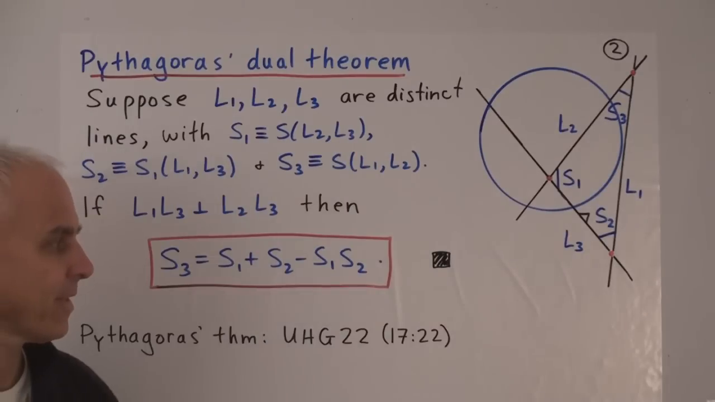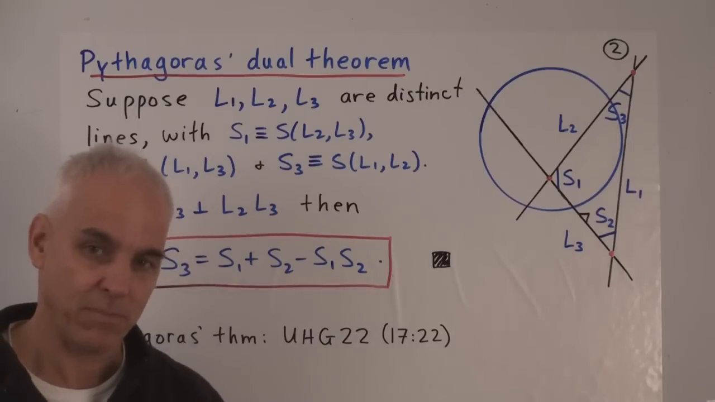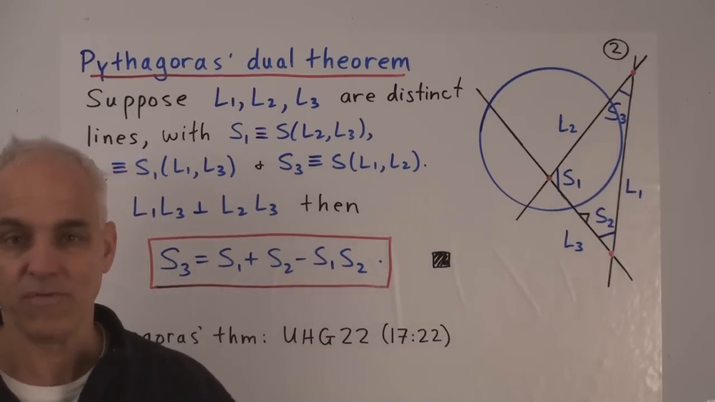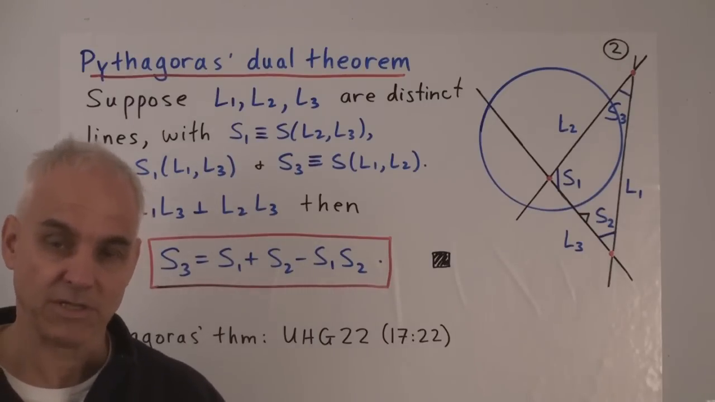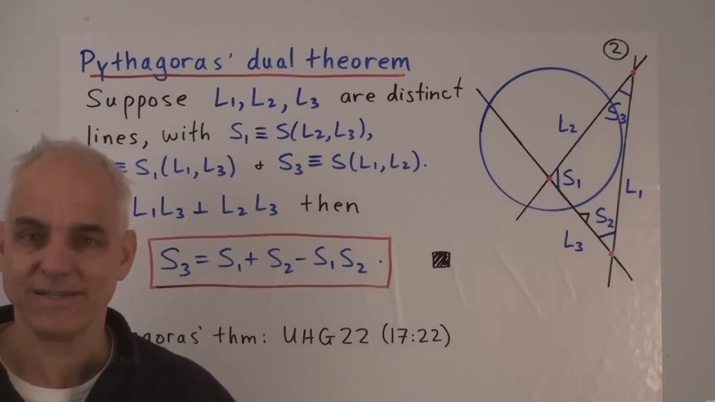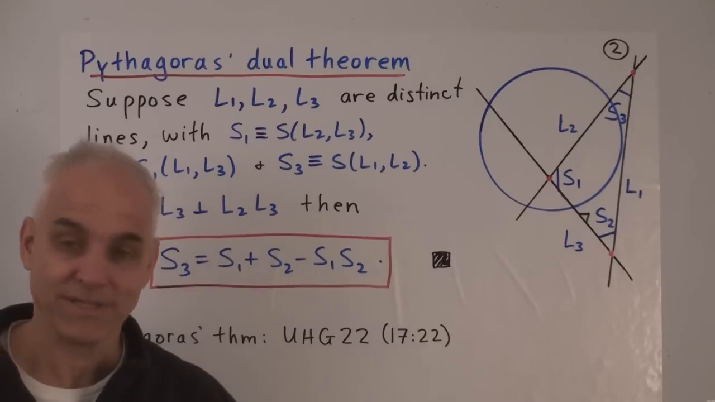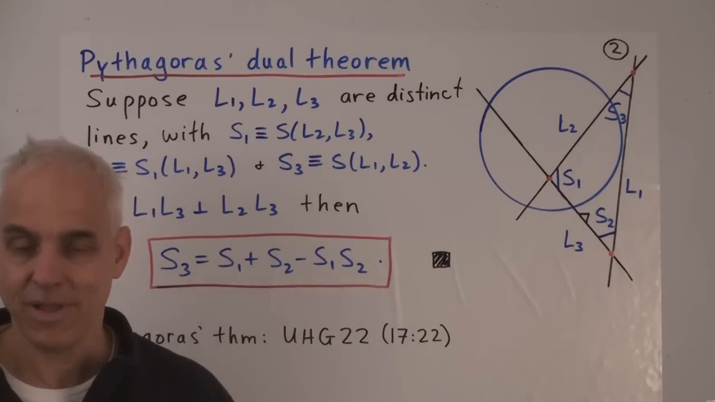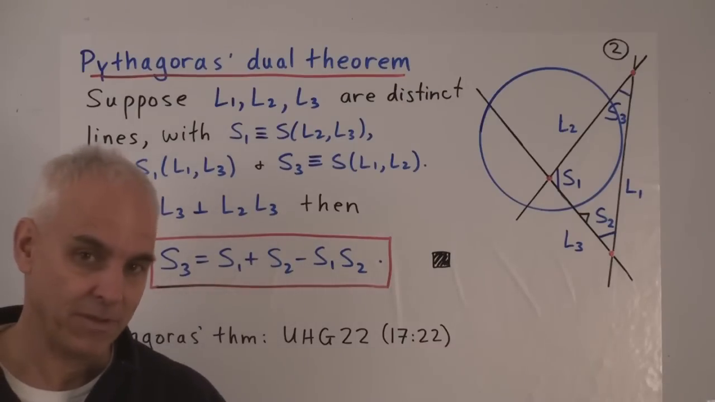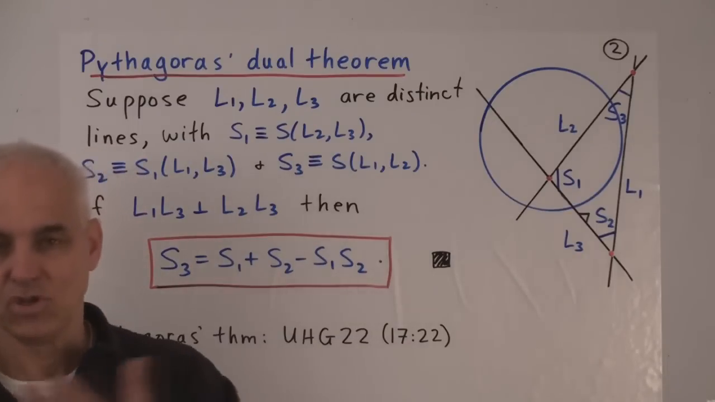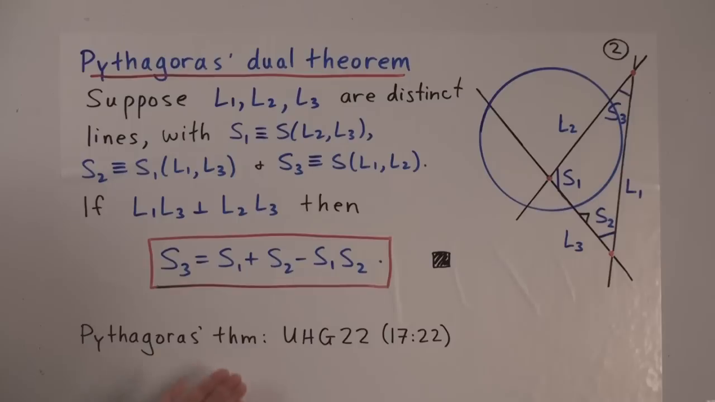The proof is immediate by duality. Because once we've proved Pythagoras' theorem, then the dual follows just by replacing quadrances and spreads. Because remember, the formulas for quadrances and spreads are exactly identical, and the formulas for points and lines are exactly identical. There's a complete symmetry in this theory. So once you've proven something for one situation, the dual result is automatic. Pythagoras' dual theorem.